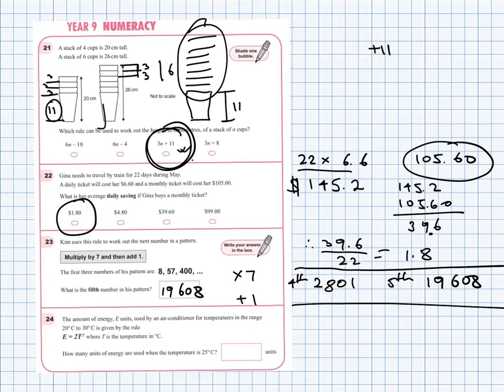Now, the next one is the amount of energy used by an air conditioner for temperature in the range 20 to 30 is given by this rule here. So E units is the energy used. How many units of energy?